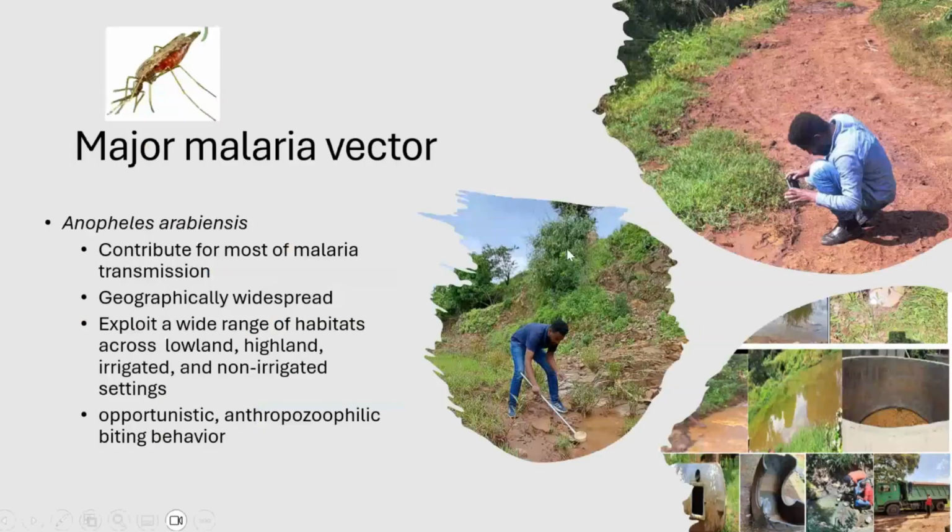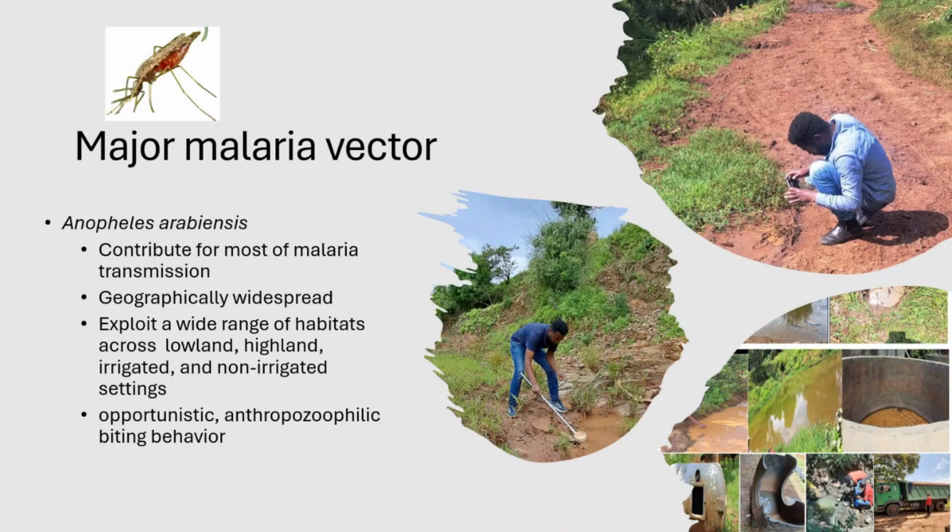When we look at the major vector in Ethiopia, Anopheles arabiensis is the primary vector, contributing to most of malaria transmission. This vector is geographically widespread in all malaria endemic regions of the country. It exploits a wide range of habitats, including the lowland areas, the irrigated areas, and the highland areas. The vector is opportunistic with anthropophilic biting behavior.